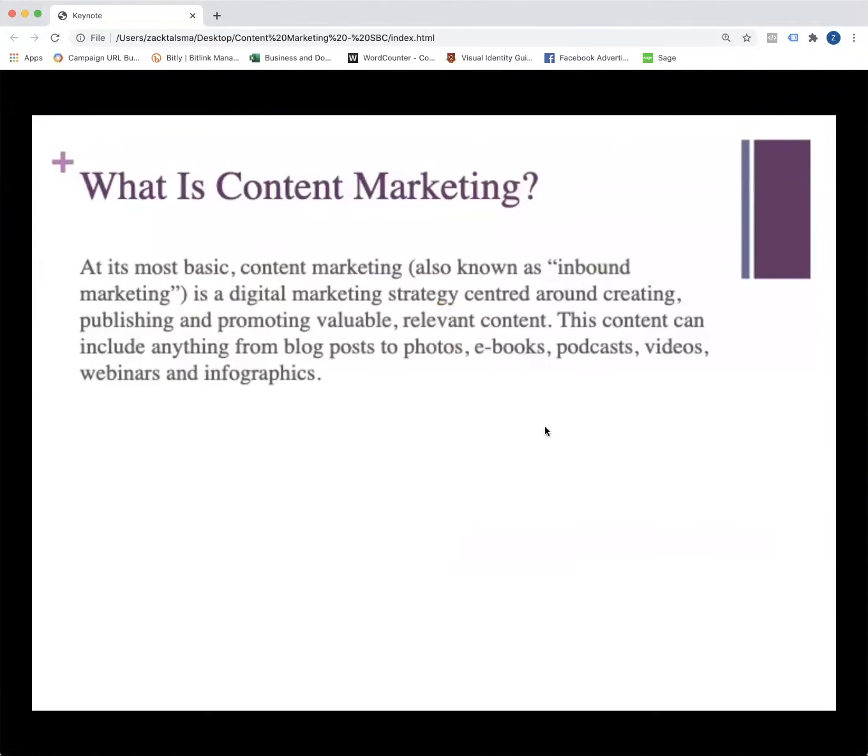The first thing we're going to go through is what exactly is content marketing. Content marketing, also called inbound marketing, is a digital marketing strategy that is centered around creating, publishing, and promoting relevant content. This content can be any number of things, from blog posts to photos, ebooks, podcasts, videos, webinars, infographics. There are even more types of content that you can create.